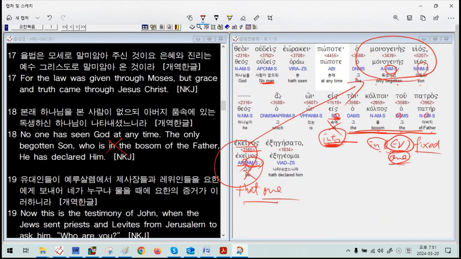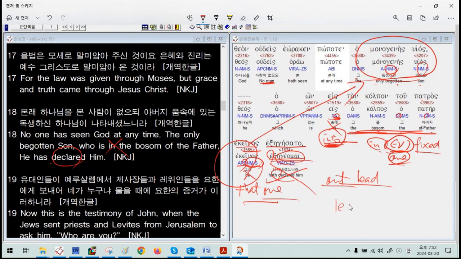And then, exegesato. English, King James and New King James, both of them translate it as "declare." This is not "declare," okay? Exegesato, this is a compound word. As you see the lemma here, ek. Ek is "out," okay. Hegeomai is "to lead." Then exegeomai is what? Lead out. It is not "declare."